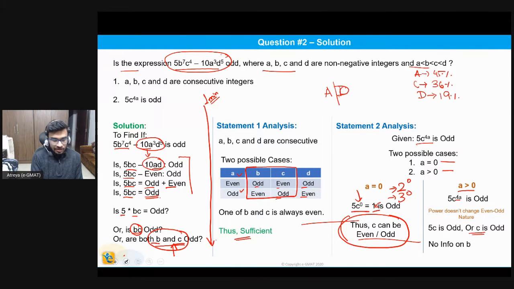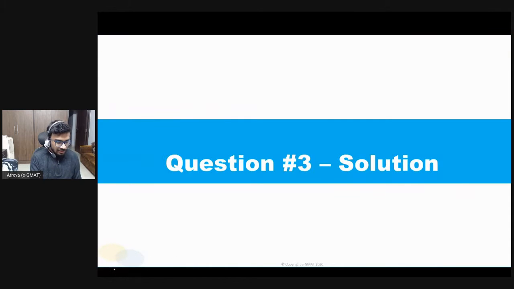So since there is no information on b, the second statement is not sufficient to answer this question. Now, if this is not sufficient, then the answer for this question is option A, because D goes out of the chart, right? So the answer for this question is option A. With that, let's move ahead to the next question, question number 3.